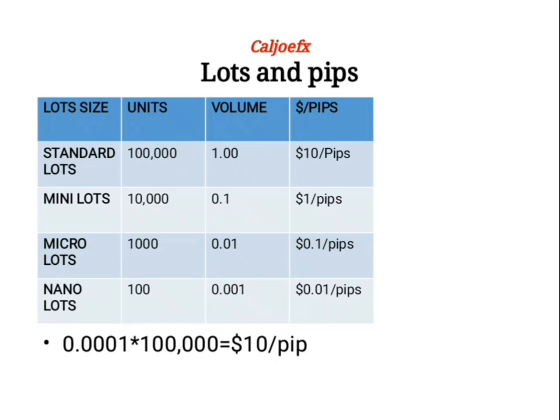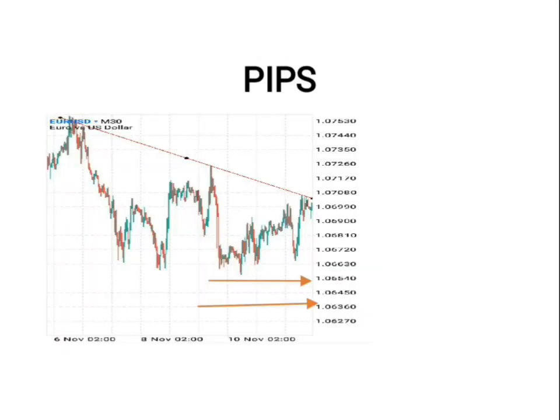If you are trading mini lots, the units you are going to trade are multiplied by the pip. If you are trading micro lots, multiplied by the pip. Nano lots multiplied by the pip. So that is how to calculate pip. That is how to calculate the lot size. So I'm going to look at how to calculate the pip. Now look at the pip that we are going to look at.